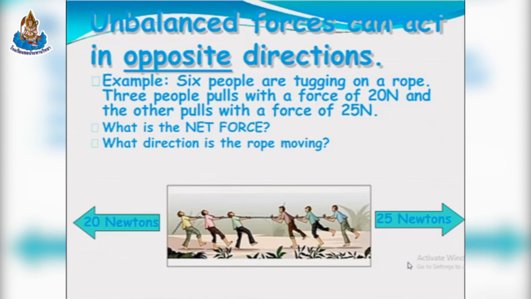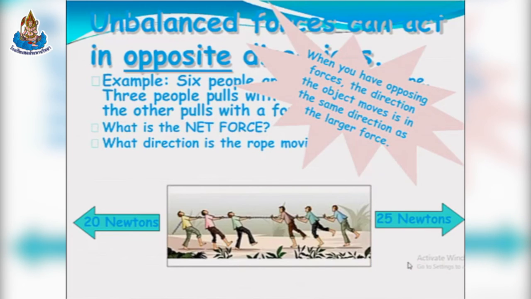And what direction is the rope moving? To the left or to the right? Correct. It will go to the right. Okay, the team on the right will win in this game because when you have opposing forces, the object moves in the same direction as the larger force.